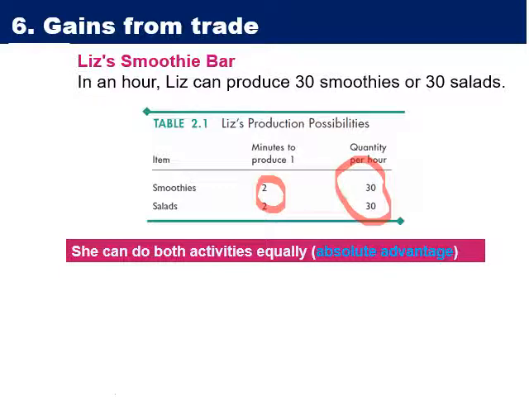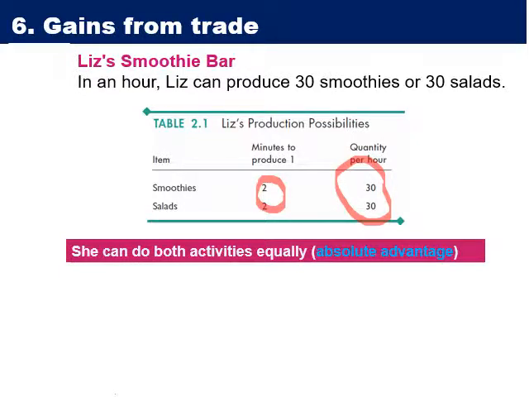As I have said, comparative advantage is related to computing the opportunity cost. So we need to compare their opportunity costs of producing both goods, where the person with a lower opportunity cost will have a comparative advantage in this good and must specialize in producing it.